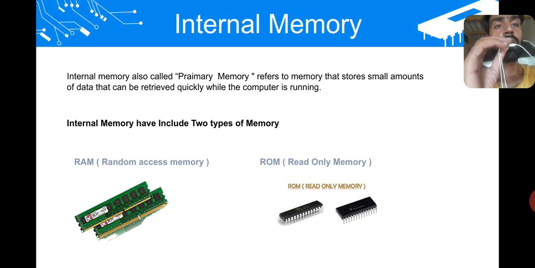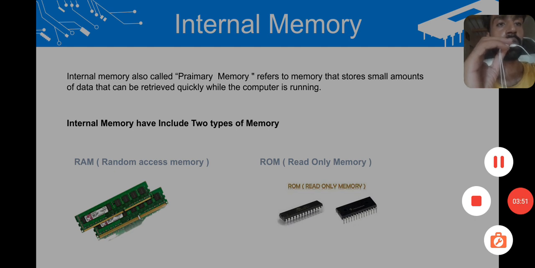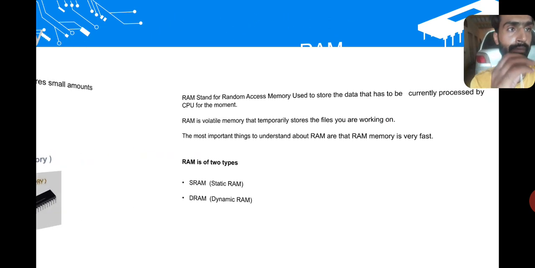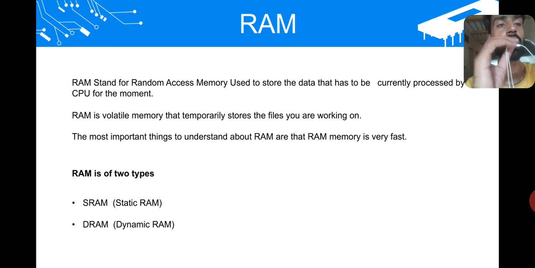Internal memory, also called primary memory, refers to memory that stores a small amount of data that can be retrieved quickly while the computer is running. Internal memory includes two types: RAM, random access memory, and ROM, read-only memory. RAM is used to store the data currently being processed by the CPU. RAM is a volatile memory that temporarily stores the file you are working on. The most important thing to understand about RAM is that it is fast.